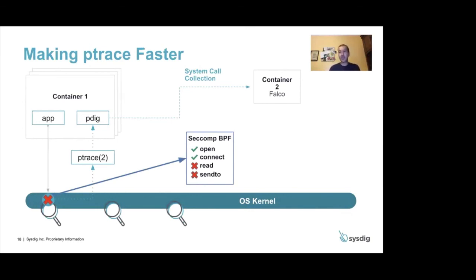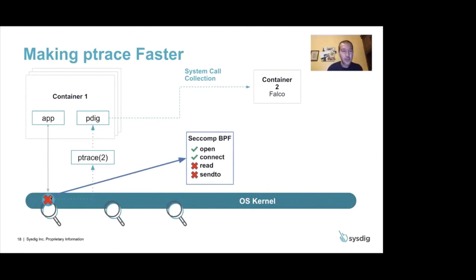Another thing that was enabled by seccomp BPF, which essentially allows us to inject little simple BPF scripts that can selectively capture only specific system calls. For example, Falco needs to know when a file is opened or when a connection is established, but Falco doesn't currently look at the payloads for performance reasons.